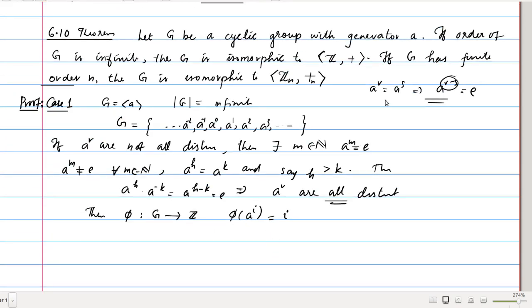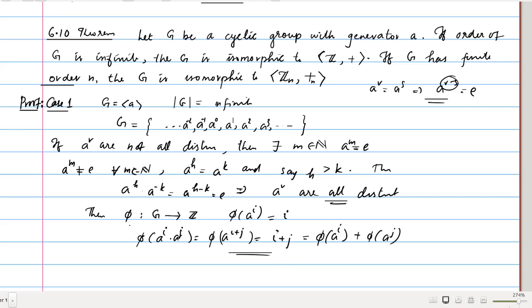We already proved that A raised to R is equal to A raised to S if and only if A raised to M equals E for some positive integer M. So this forms a one-one onto function from G to Z, and it also satisfies the condition phi of A raised to I into A raised to J equals phi of A raised to I plus J. By definition, this is I plus J, which can be written as phi of A raised to I plus phi of A raised to J. So this shows that the homomorphism property is also true.